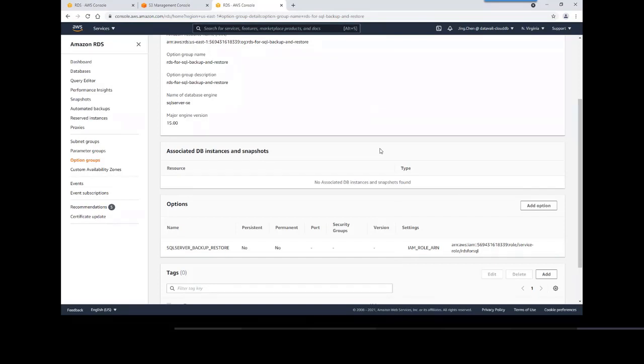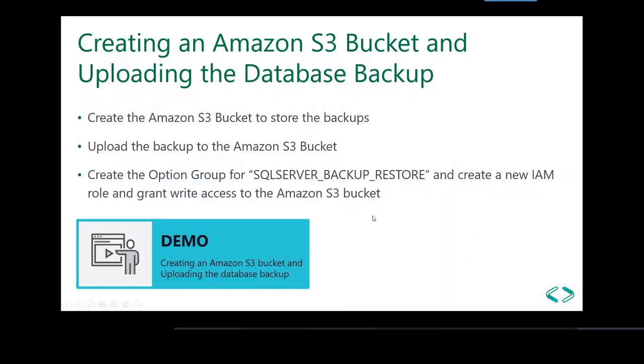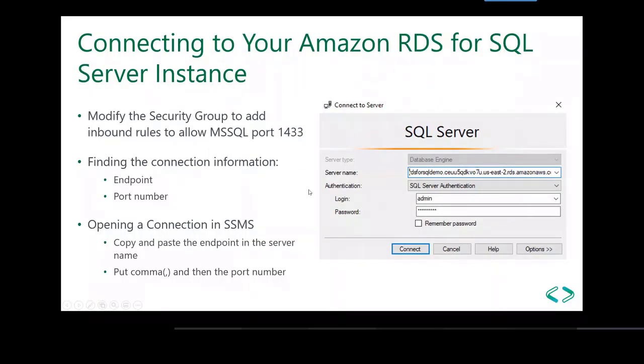But in this case, we're just doing a demo here, so we only have 8 megabytes. As you can see, it uploaded rather quickly. So we have completed these steps so far. The next thing we're going to do is modify this security group and enable our access so we can connect from our on-premises environment to the cloud instance. And yes, you can use SSMS to connect to it.